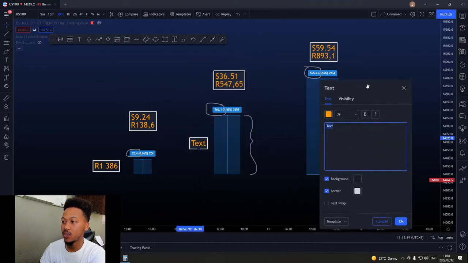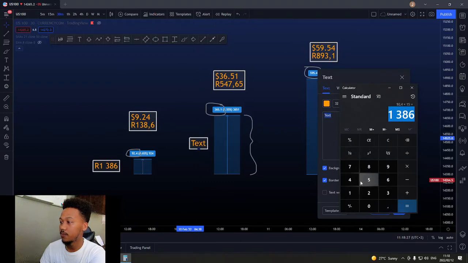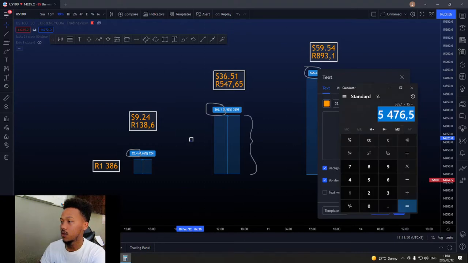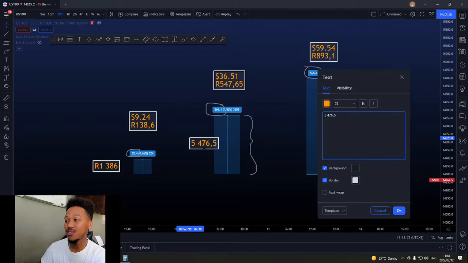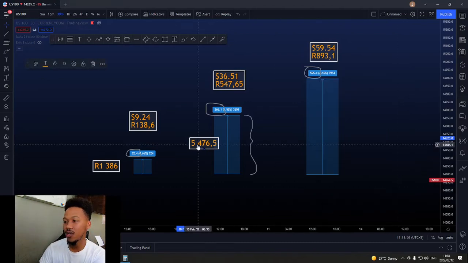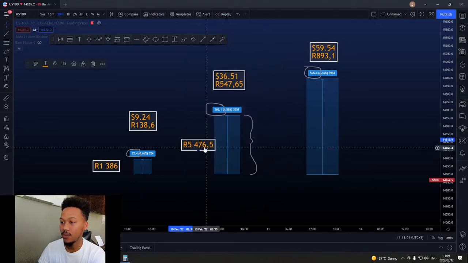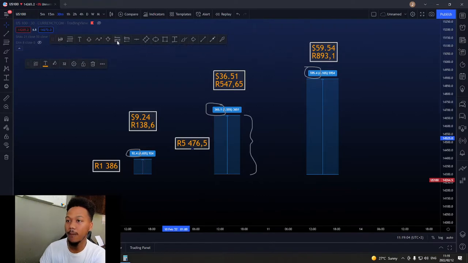Let's look at this one. So we're basically gonna take 365.1 multiplied by 15, and we're literally gonna be having, hey, what's happening? Let's remove that, get back to the calculator. So we will be literally having 5,476.5 ZAR. That's a lot. Okay, let's look at the last example over here.